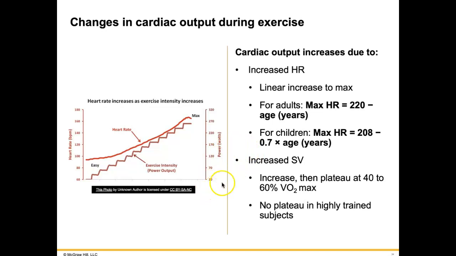And then we also have to have that increase in stroke volume, because if we remember that formula, cardiac output equals heart rate times stroke volume. So that stroke volume increases, and then it's going to plateau at about 40 to 60% VO2 max. But we don't see that same plateau in highly trained subjects.